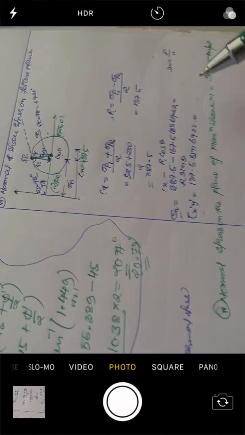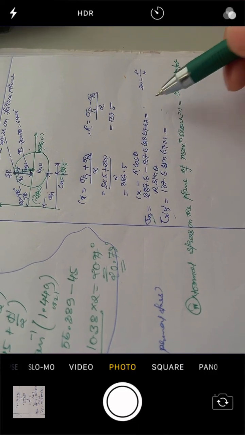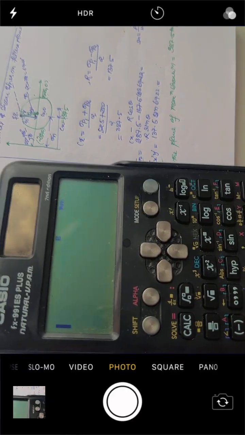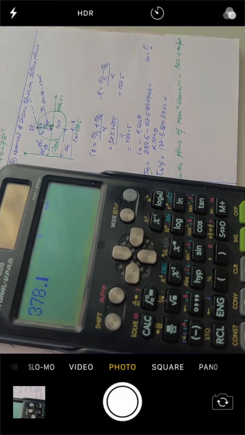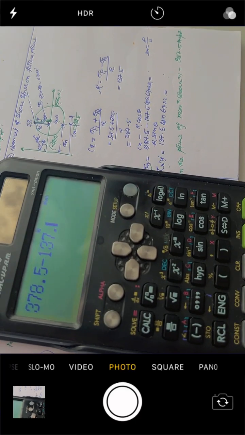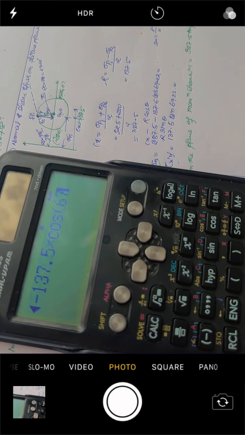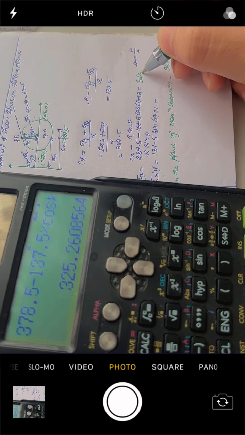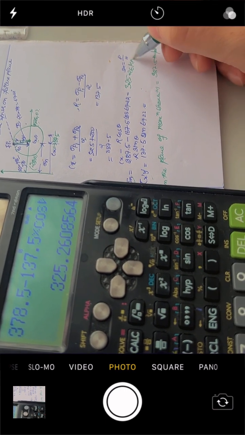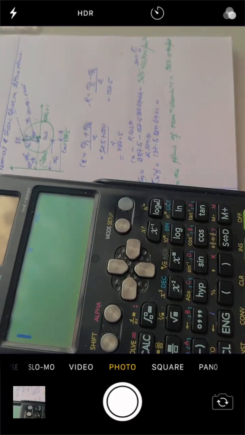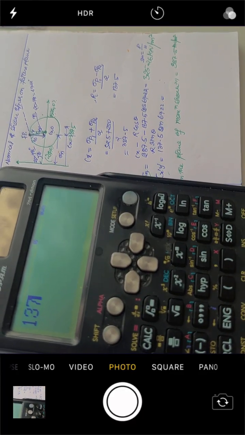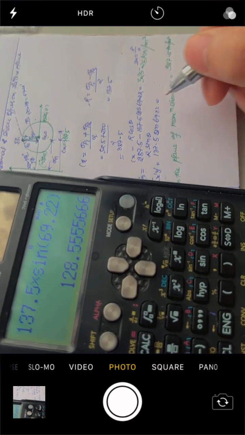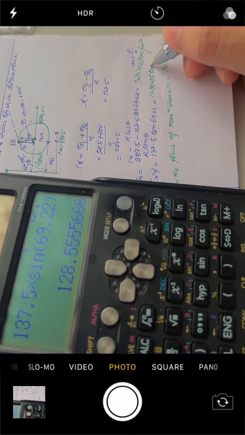There are some values, and after finding them, this is what we need to find out. I'm tired, that's why I didn't calculate it. 378.5 minus 137.5 into cos 67.22 equals 325.26. Unit, always remember kilonewton per meter square. Similarly, for the shear stress, 137.5 into sine 69.22 equals 128.55 kilonewton per meter square.